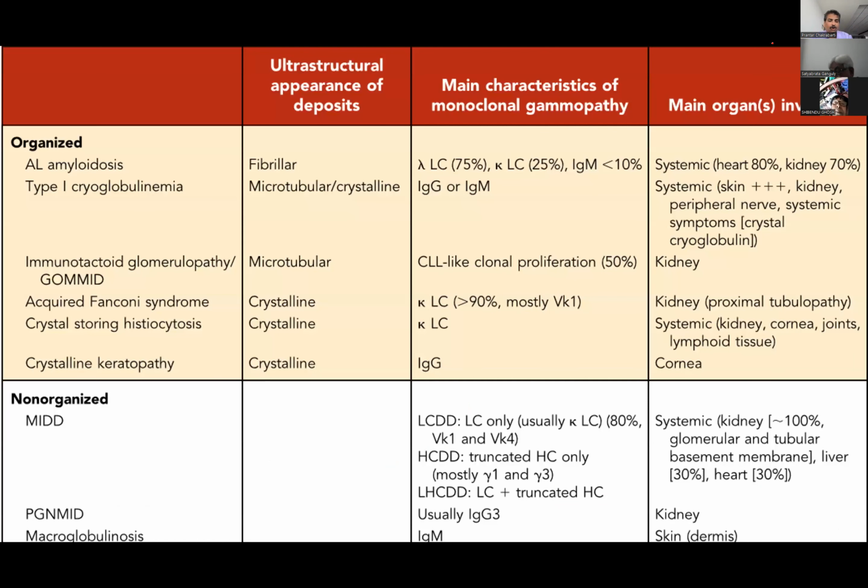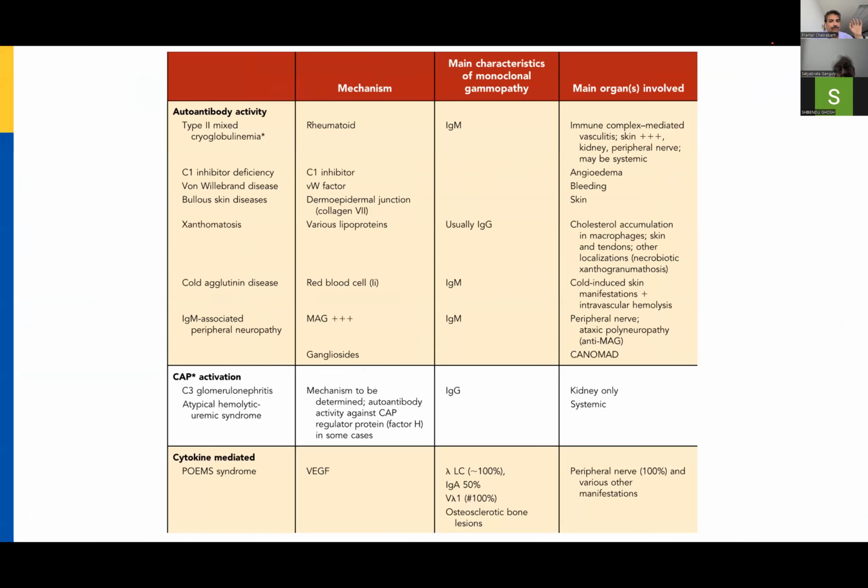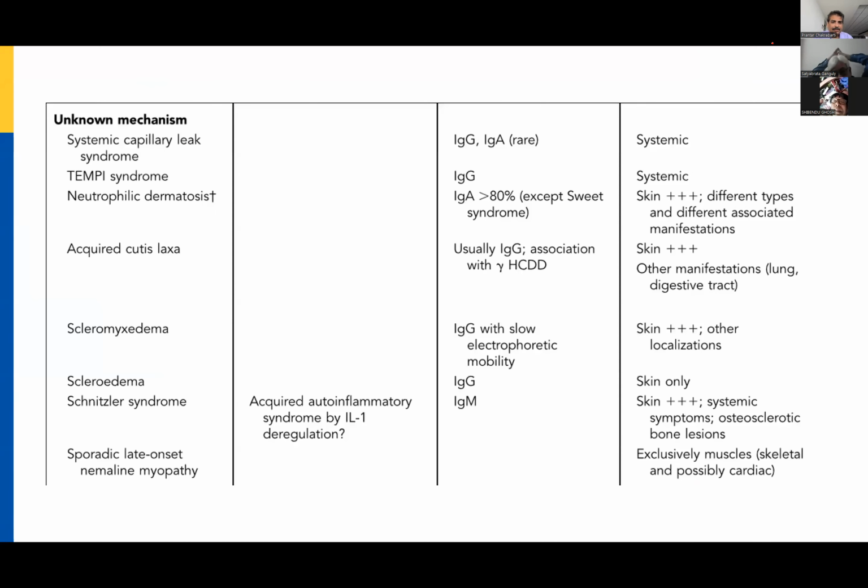So depending on how the deposits are, where the deposits are, we try to classify. There is also mixed cryoglobulinemia, xanthomatosis, cold agglutinin disease, peripheral neuropathy. I'll just tell you what to do, because then the patient becomes a ping pong between the neurologist and the hematologist. The neurologist says he will treat the M band and you'll get okay. Unfortunately, that is not the case anyway.